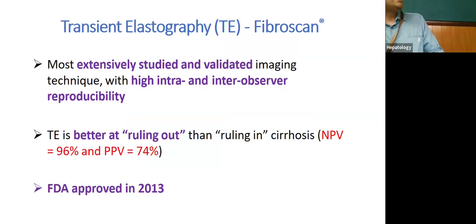Of all these tests, transient elastography by fibroscan is most extensively studied, and it is the most validated imaging technique with high intra and inter-observer reproducibility. It is done by a very simple portable machine, so now it can be carried anywhere, and not only does it assess fibrosis in the form of liver stiffness measurement or LSM, it also measures controlled attenuation parameter or CAP, which gives you a gradation of steatosis, which is a pre-fibrotic state. It was first approved by FDA in 2013. Since then, a lot of studies have been done, and it has been extensively validated in different patient populations.